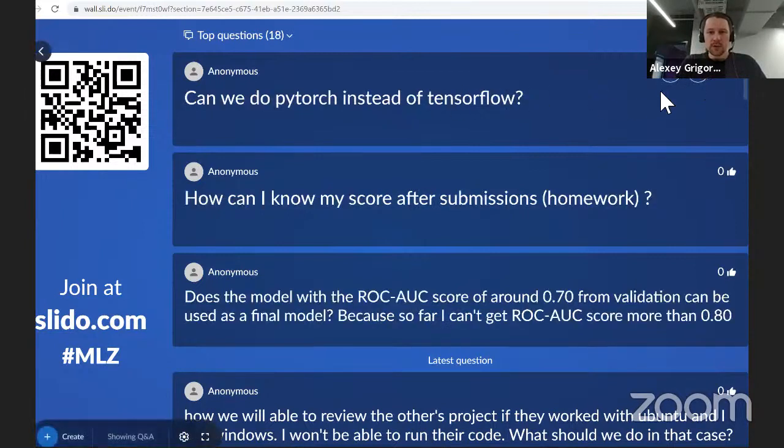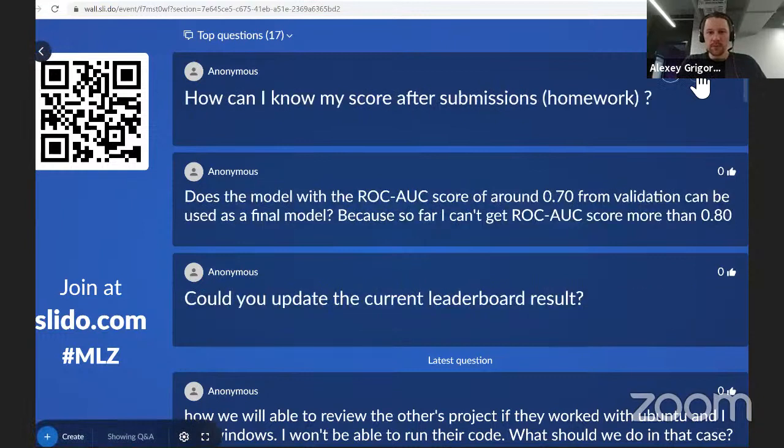Can we use PyTorch instead of TensorFlow? Yes, you can. How can I know my score after submission of homework? I still have to finish grading your homework for trees. Hopefully I'll do this soon. Sorry, I didn't have time last week to grade it. I will do it as soon as I can, but don't worry, all your submissions are saved. I just need to do a couple of tweaks in my Python script for grading. That's why it's taking me so long, because I haven't done these tweaks yet.